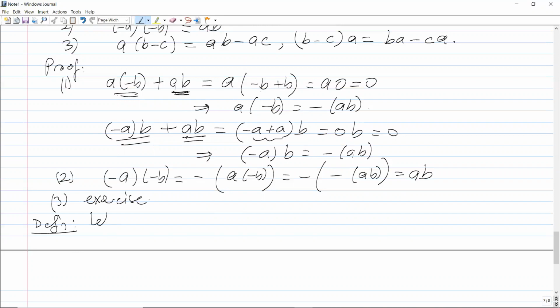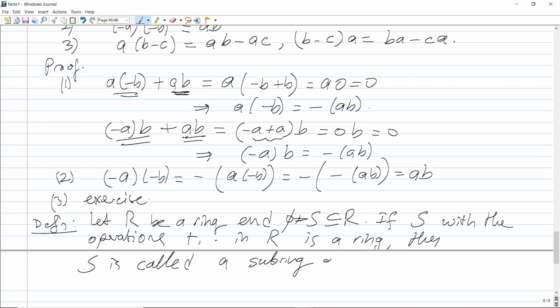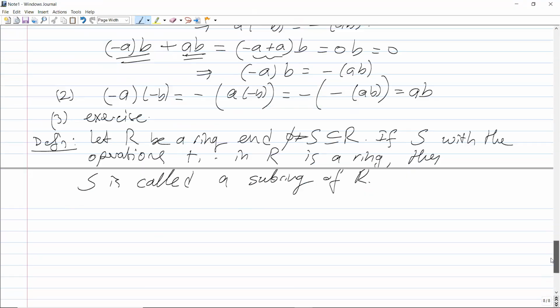So let R be a ring, and S a non-empty subset of R. If S with the operations, addition and multiplication in R, is itself a ring, then S is called a subring of R.